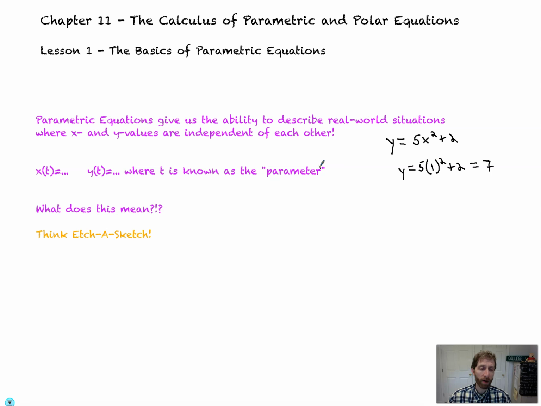Now what we're going to talk about are functions where we have this t value known as the parameter. And so when we plug in for t, we can get out a separate x value than we do a y value. So the y value we get out does not rely on the x value we get out. They're completely independent of each other.